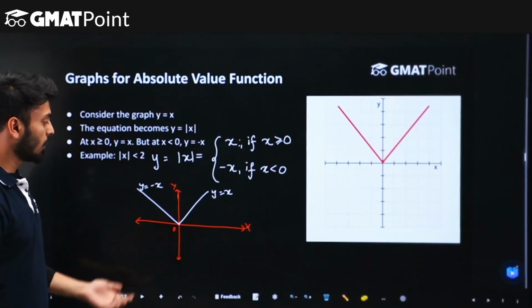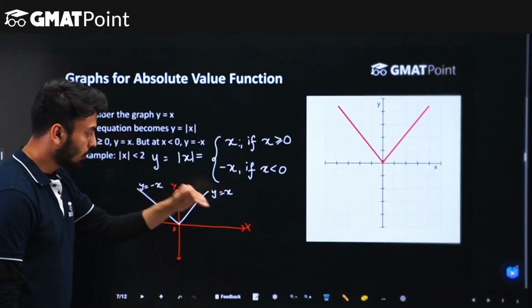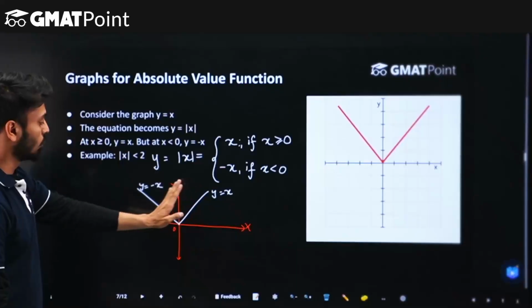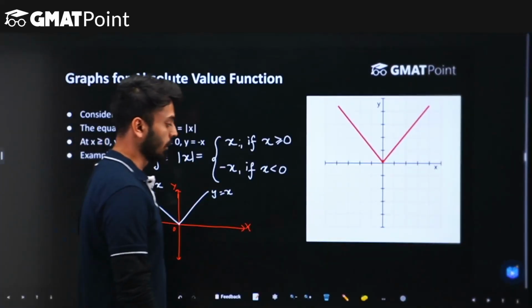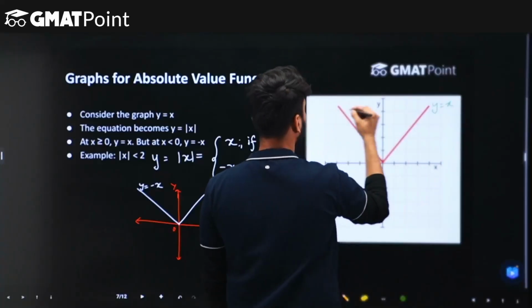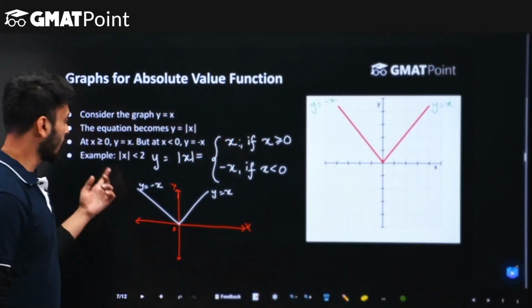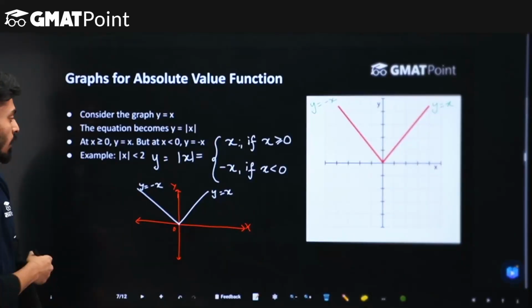So the graph for the absolute value function looks like so. If it's to the right of the origin, it's the y equal to x line. If it's to the left of the origin, it's the y equal to minus x line. We'll just note that down over here as well: y equal to x and y equal to minus x. Now, let's look at an example question. We have mod x less than 2.